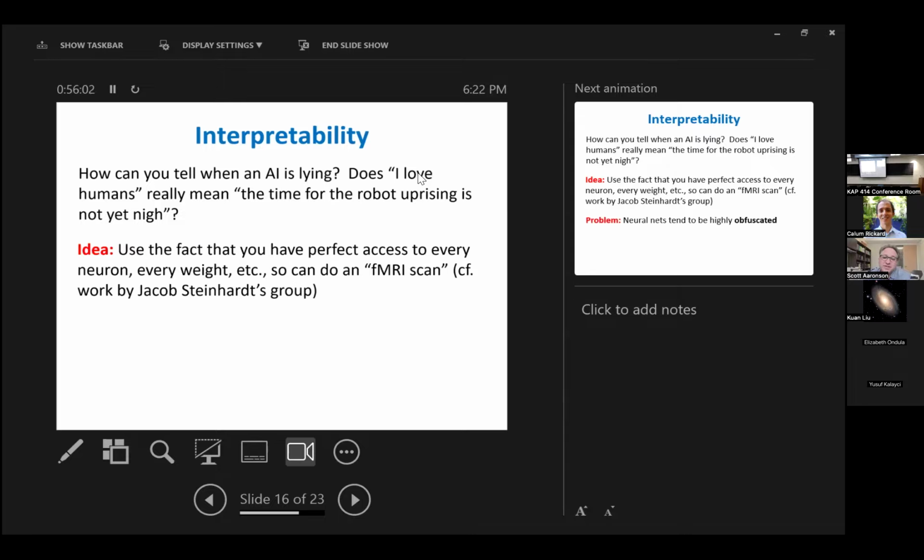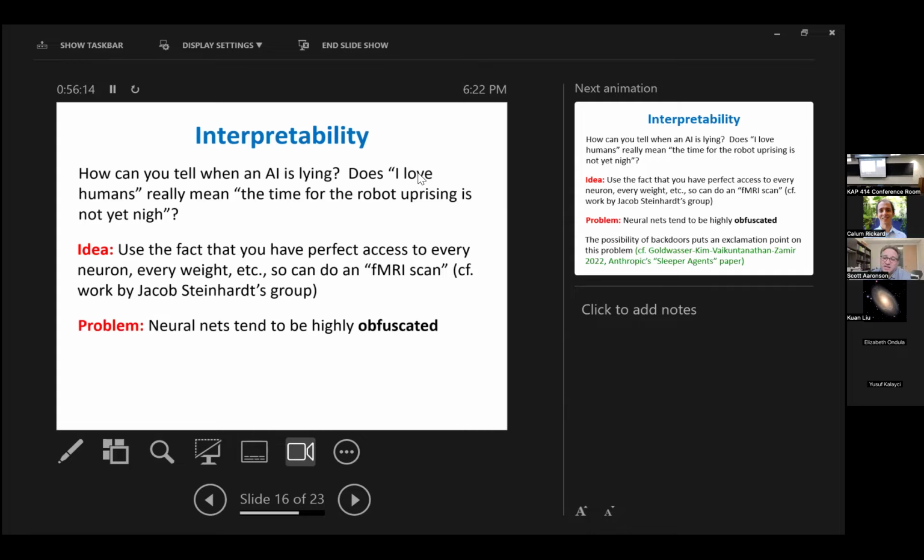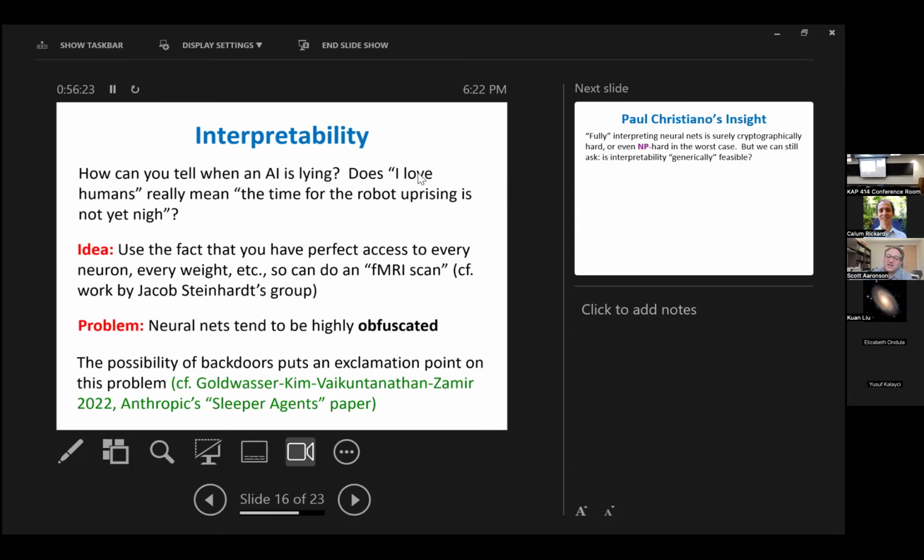Of course, it is incredibly useful that we do have perfect visibility into every neuron, every weight, so we can just do this perfect fMRI scan. But when we try to do that in practice, we find that the information is incredibly obfuscated. And what really puts an exclamation point on that problem is the possibility of inserting a cryptographic backdoor into a neural net. Okay, so there has been theoretical work on this, showing that under some cryptographic assumptions, at least some neural net models really can be undetectably backdoored.